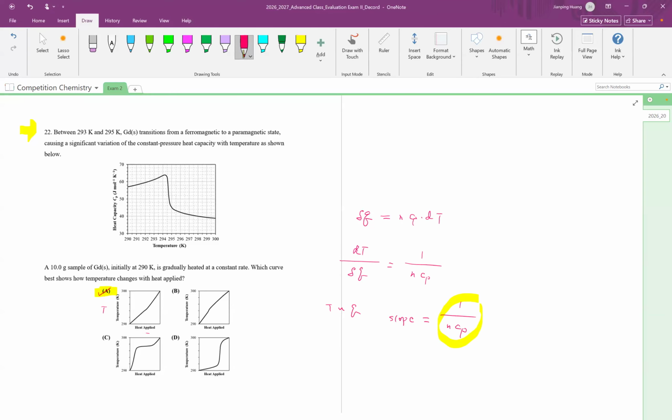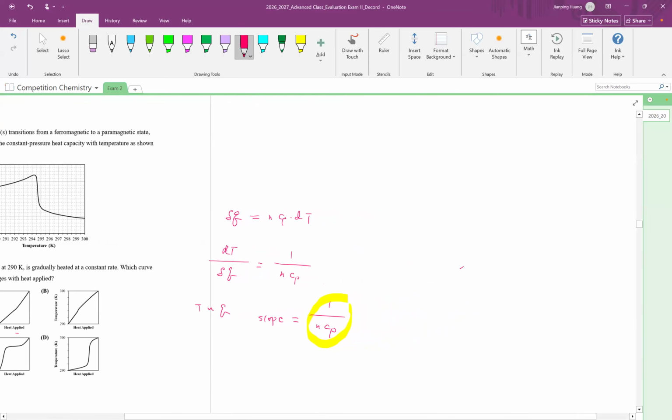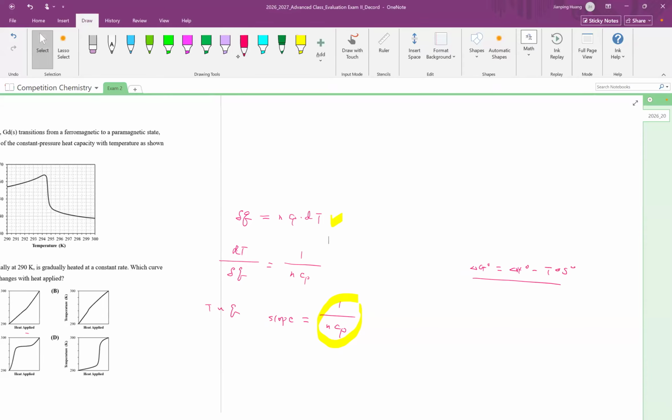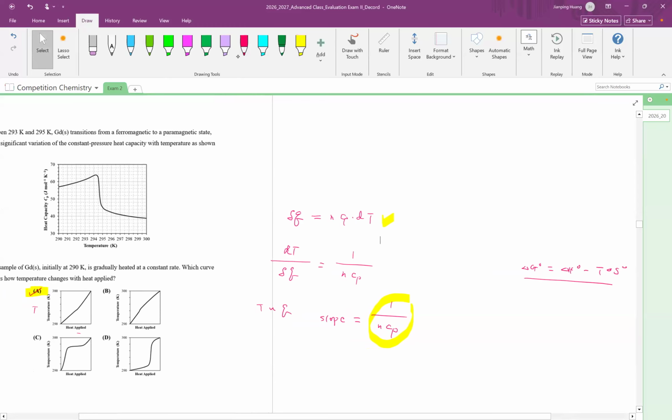Used to be, to use this one: delta G, delta H, T delta S. Use this equation. Now, this year, to use what? Use this equation. Right, slope. So what does this mean?